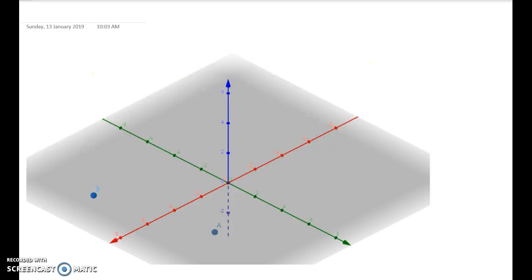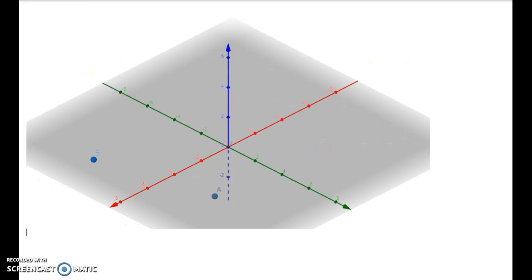So this is what the vectors look like. And I just want to talk a bit about how GeoGebra displays things. The red line is the x-axis. The green line is the y-axis. And the blue line is the z-axis. Now, there are different conventions about how you display vectors, and it doesn't matter too much, but this is probably the most common one.